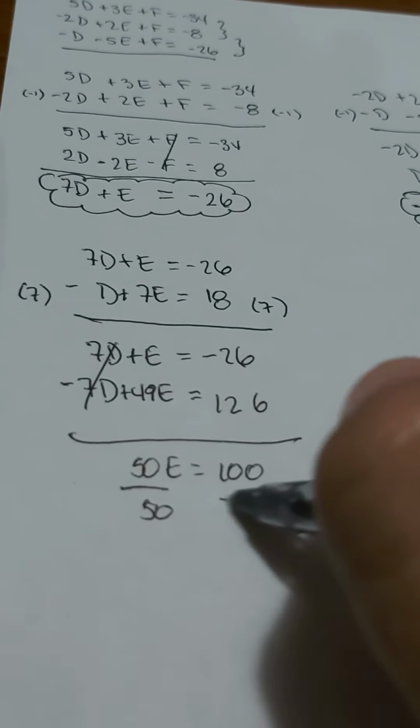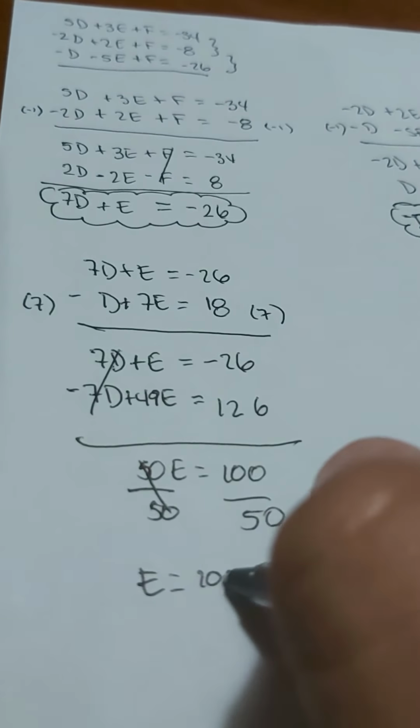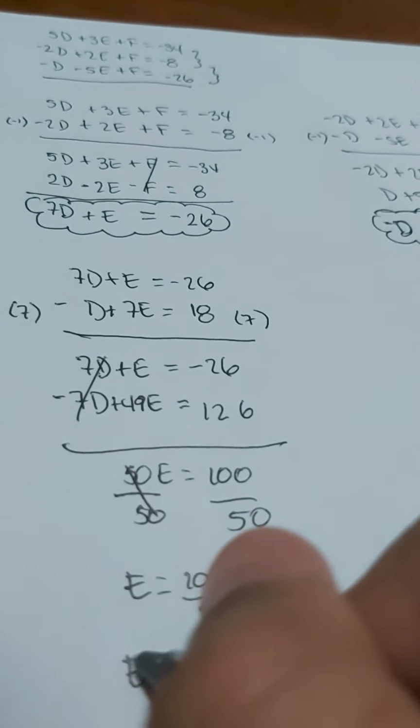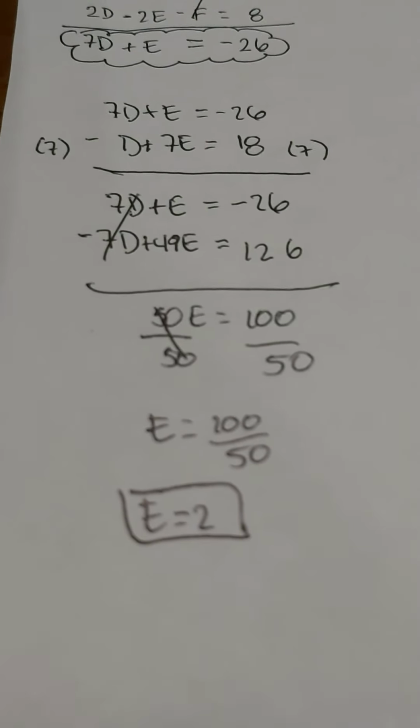Divide by 50. We get that E equals 100 divided by 50. E equals 2. So we have the value of E.